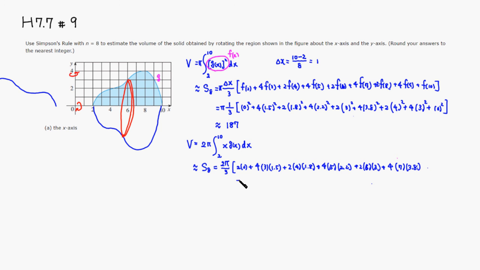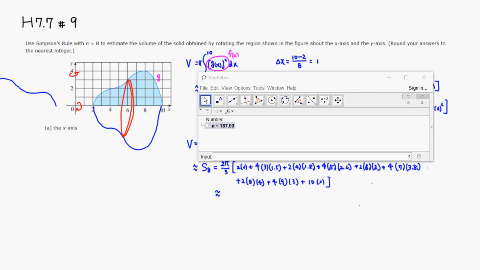Plus 2 times 8 times 4, plus 4 times 9 times 3, plus the last one is 10 times 0. That really doesn't do much. So let's find this value using GeoGebra.